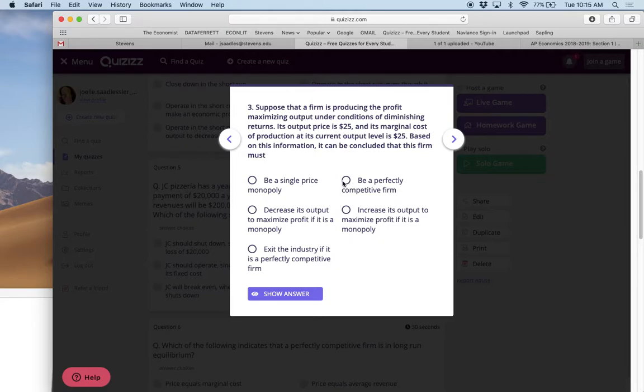So really, it's a competitive firm. And we're told, right, it's producing the profit maximizing output. If it's the profit maximizing output and price is equal to marginal cost, it must be a perfectly competitive firm.